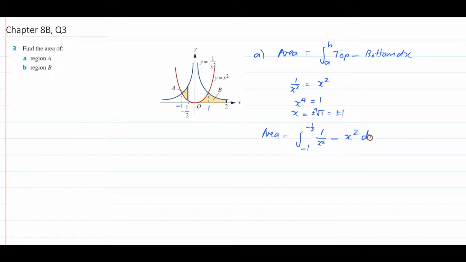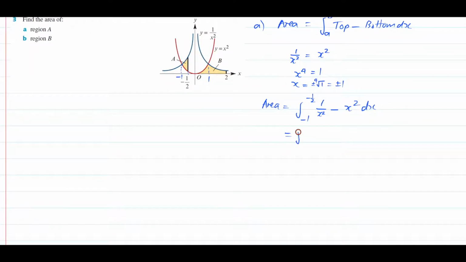And that's it, guys. You anti-differentiate this and you should be able to get region A. So I'll just do it quickly here. Make sure whenever you anti-differentiate your 1/x², you write it in indices form, so x to the power of -2, and then there we go, we can proceed from there. So let's have a go. Antiderivative of x to the power of -2: add the power by 1, bring it down, so that gives us -x to the power of -1, and then x² becomes 1/3 x³ with a minus.